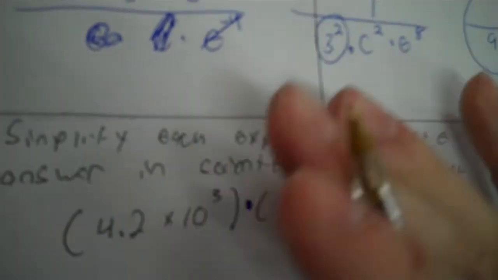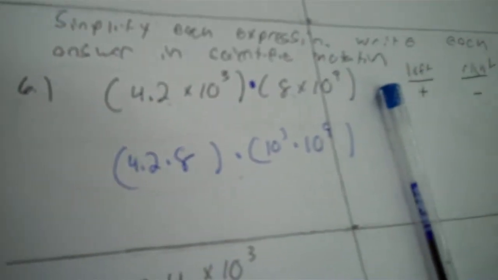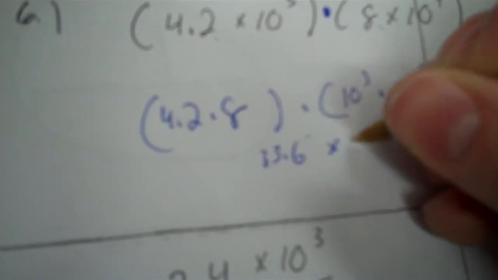Okay, scientific notation. We have 4.2 times 10 to the third times 8 times 10 to the ninth. Simplify, write each answer in scientific notation. Now we're going to reorganize the parentheses so that the 4.2 goes with the 8, and then the base 10 to the third goes with the base 10 to the ninth. So 4.2 times 8 gives me 33.6 times 10, and then I add the 3 and the 9. 3 plus 9, that is 12.